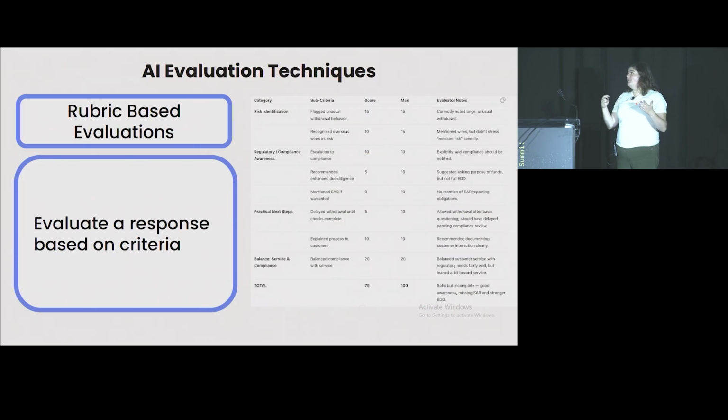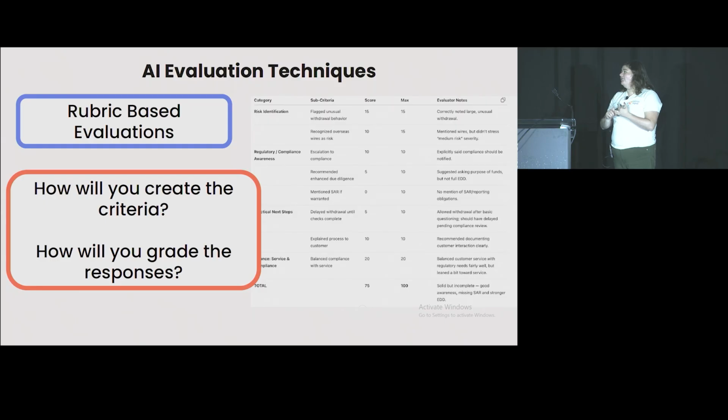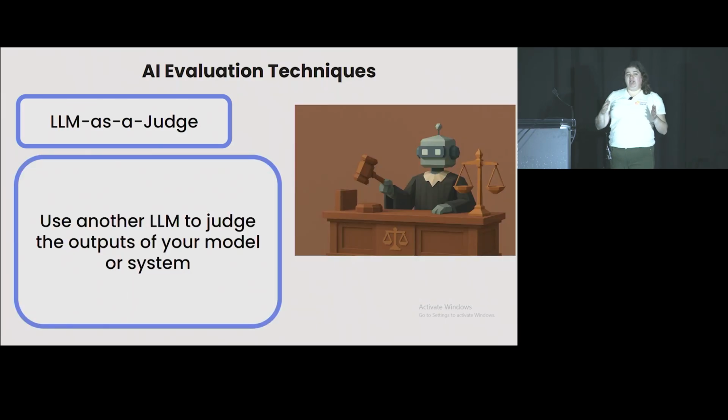The next one you have is a rubric-based evaluation. This helps get around that right and wrong binary that we were just talking about. In a rubric-based system, you evaluate your response based on criteria. So here we have a whole bunch of different categories where you can evaluate for things like compliance and next steps. But how are you going to create these criteria and how are you going to grade the responses? Models are okay at this, but they're not great. And there's a lot of expertise that you're going to need to build these systems so that they're easily representable.